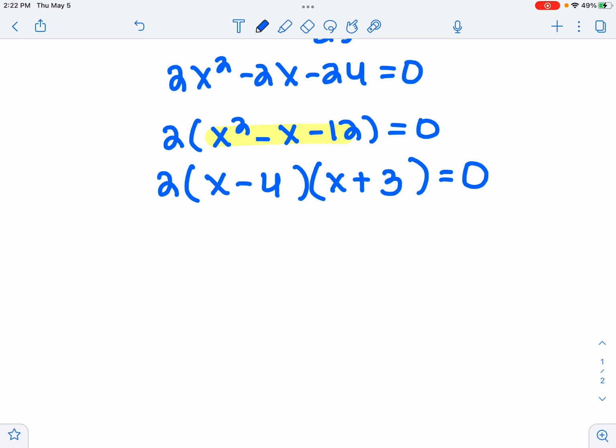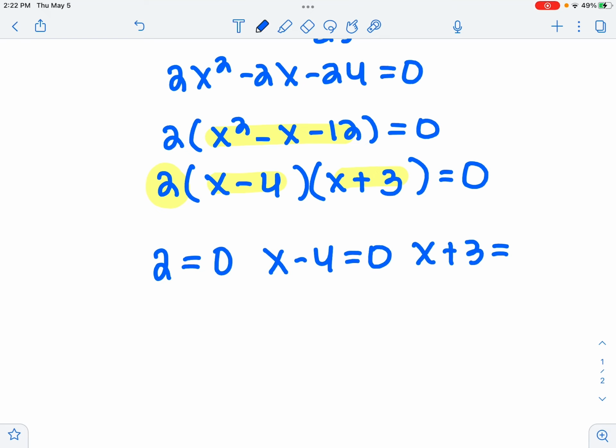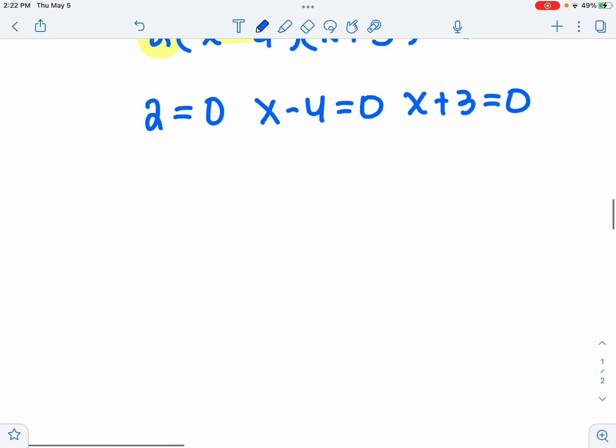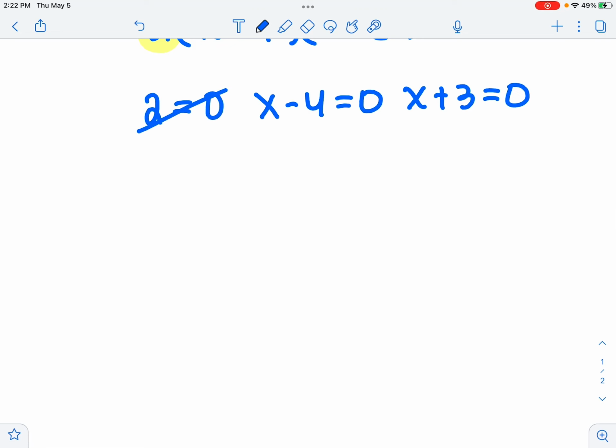Now I can set each factor equal to 0 and solve. I have 1, 2, 3 factors. So I have 2 equals 0, x minus 4 equals 0, and x plus 3 equals 0. So now if I go to solve each one of these equations for x, this doesn't have an x in it, so I can't solve that for x.